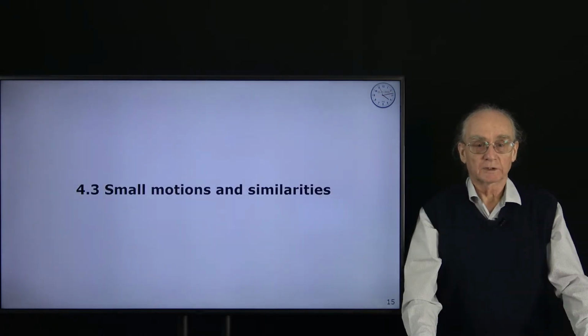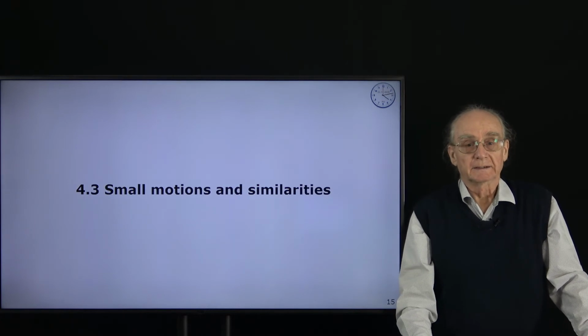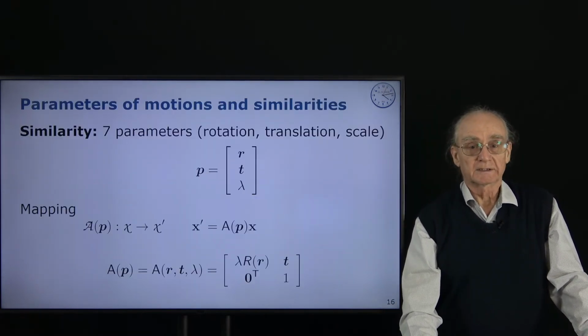Now let's have a look at small motions and similarities. Why do we need them? Again, we need them for variance propagation or for estimation. So let's start with the parameterization. We have parameters, rotation, translation, and scale. And we have a mapping, a similarity from x to x prime with these parameters, or in this way.